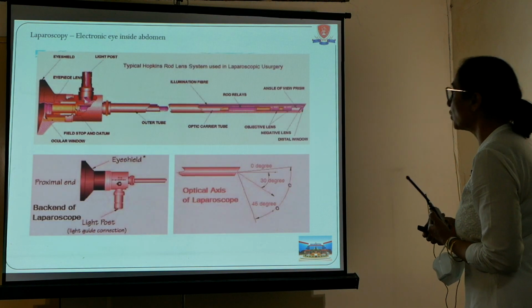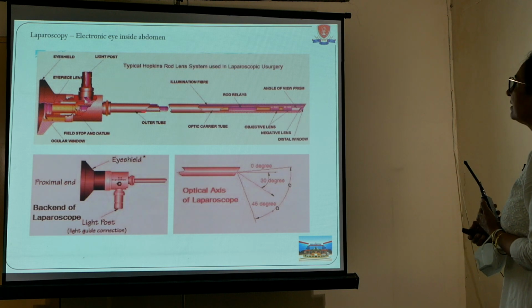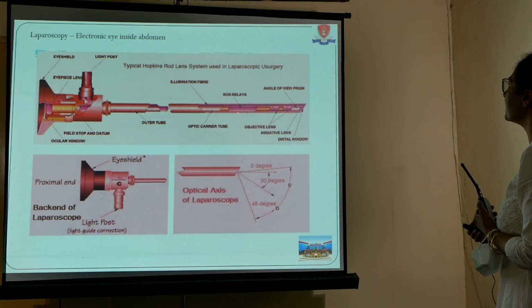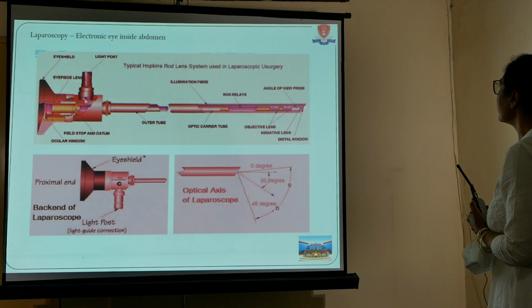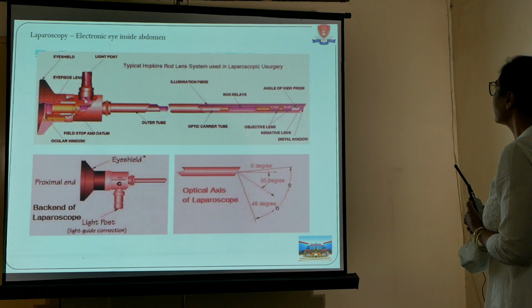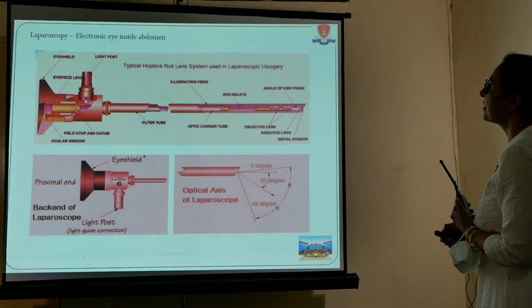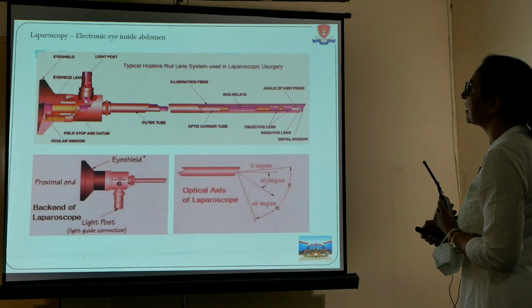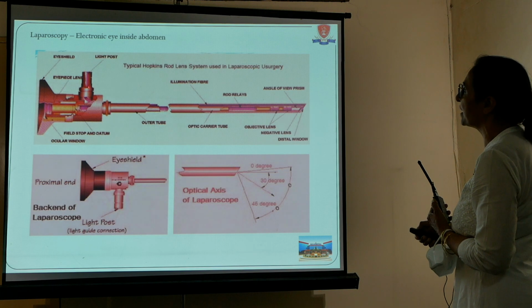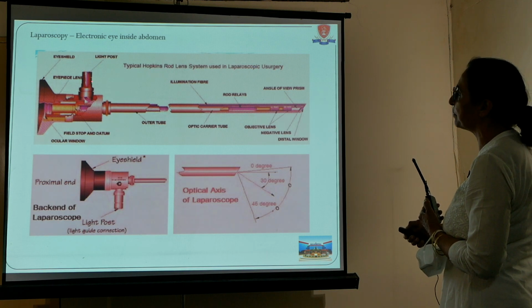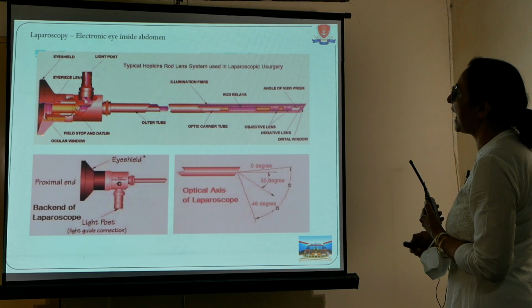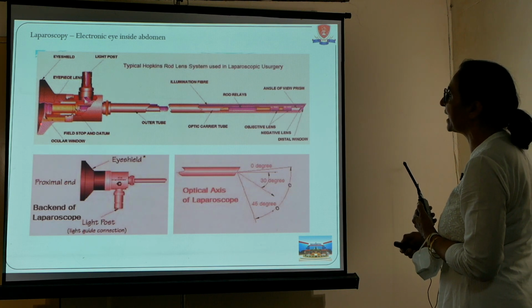These are the telescopes. This is the barrel, this is the rod lens system inside the barrel, and this is the lens here. In this case, this is the 30 degree, and this is the light source. Here we connect the light source. This is the light post that is connected to the fiber optic cable, and this is the eyepiece through which we visualize, and here we attach the camera to it.